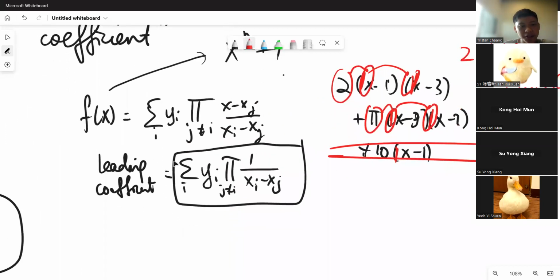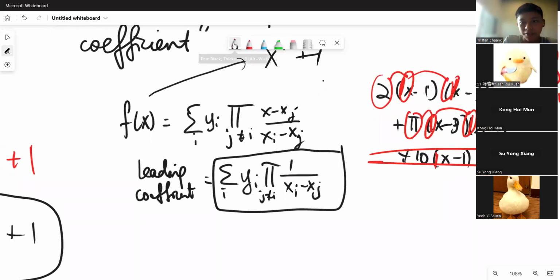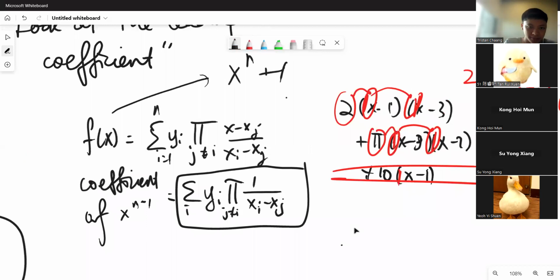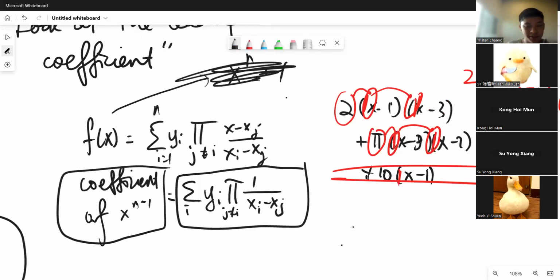In fact, I shouldn't say leading coefficient, because sometimes what we have here is the coefficient of x to the n minus 1, which can be 0 sometimes. That's why I shouldn't say leading coefficient. I should say the coefficient of x to the n minus 1. And so this is wrong, sorry. Coefficient of x to the n minus 1. Yeah. My apologies.